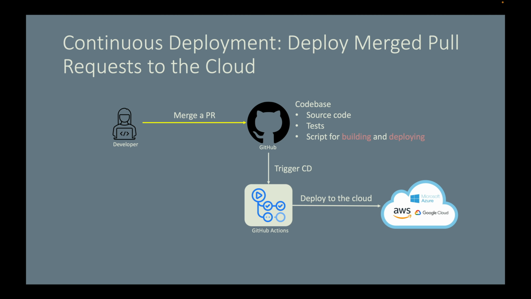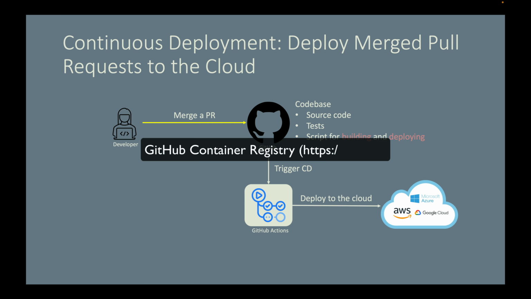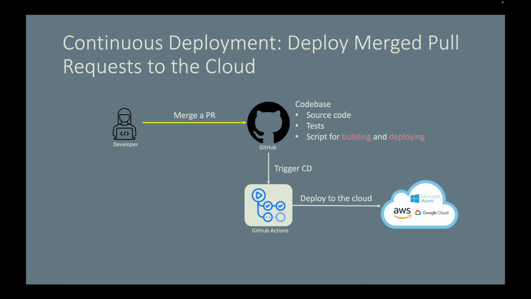This is what we plan to do. When a developer with push access to the repository merges a pull request into the main branch on GitHub, this event will trigger GitHub Actions to run a workflow defined in a script file to build and push a container image to the GitHub container registry, and then deploy it to the Microsoft Azure app service. Let's define such a workflow to build and deploy when a pull request is merged into the main branch of the repository.